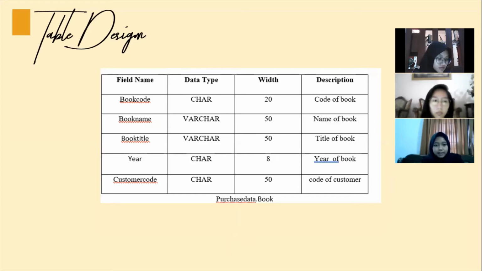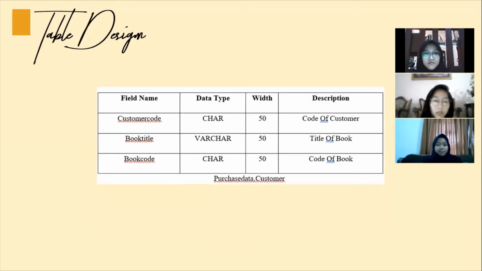Field name year, data type char, width 8, description year of books, and field name customer code, data type char, width 50, description code of customer. Next. This is the table of purchase data customer. Field name customer code, data type char, width 50, description code of customer. Field name book title, data type varchar, width 50, description title of books, and field name book code, data type char, width 50, description code of books.